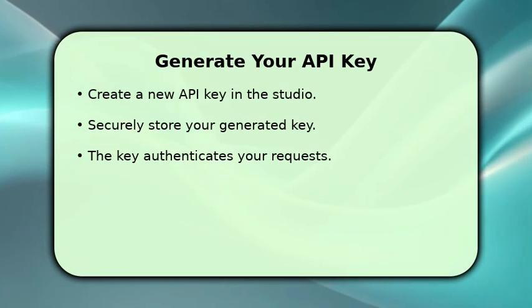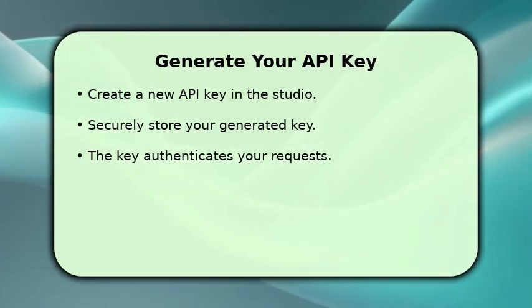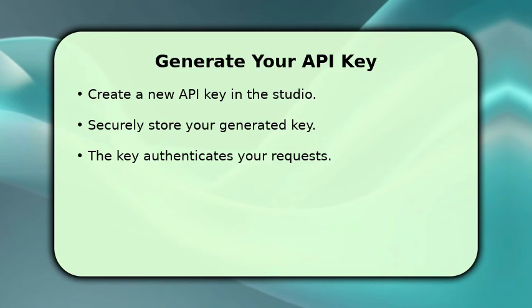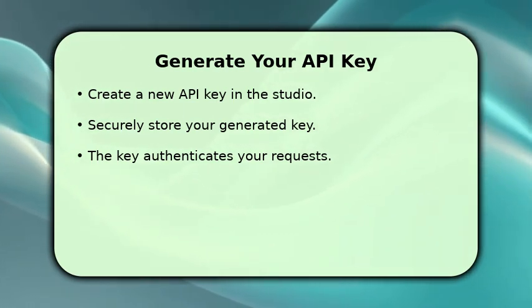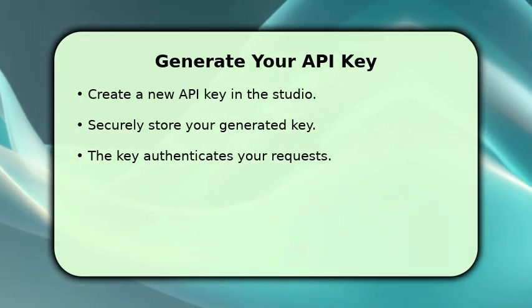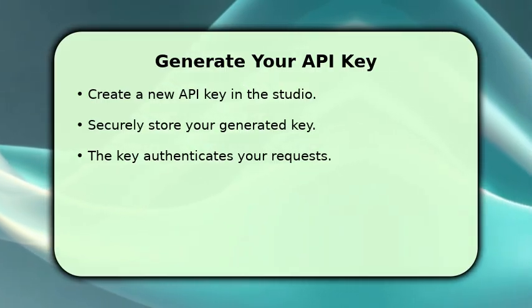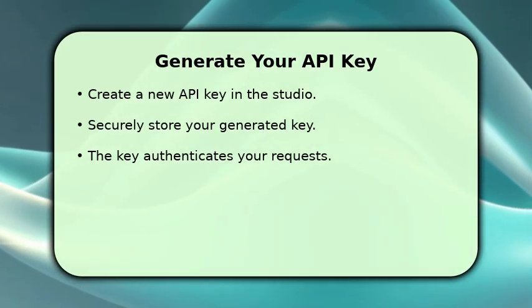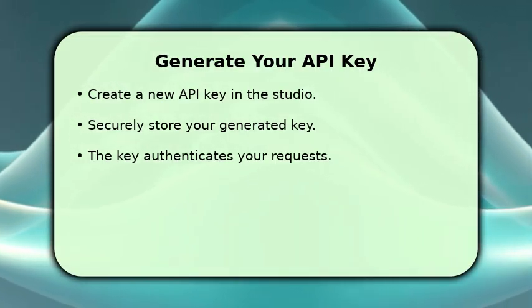With your account set up, the next step is to generate an API key within Google AI Studio. This key is essential as it authenticates your requests to the Gemini Pro model. Look for the option to get API key or create API key in the interface. Once generated, it's vital to store this key securely and never share it publicly. This key acts as your unique identifier for accessing the powerful AI services.